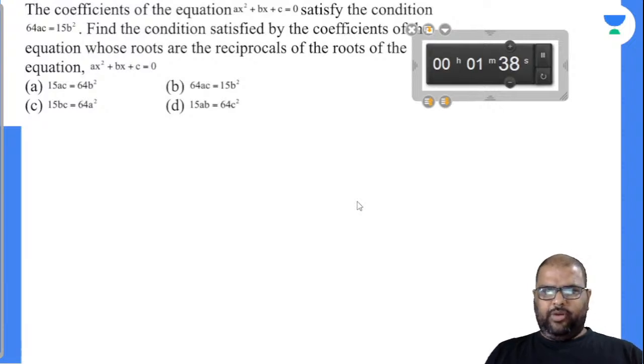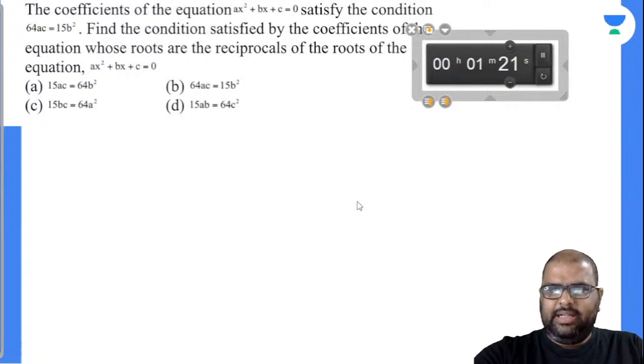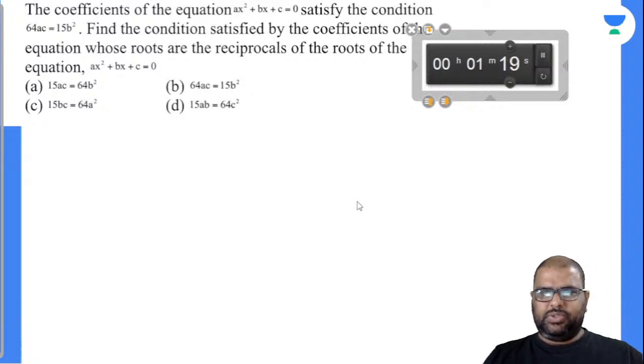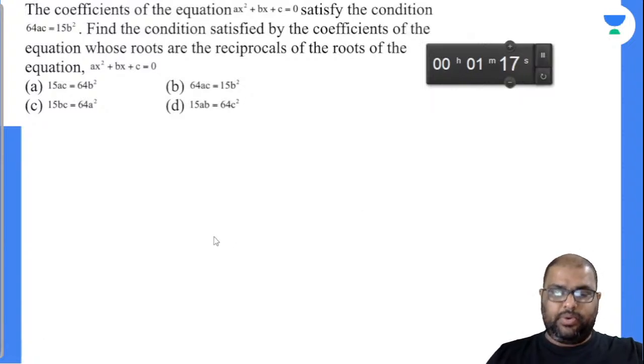Again, the same format: the coefficients of the equation ax square plus bx plus c is equal to 0 satisfy the condition 64ac is equal to 15b square. Find the condition satisfied by the equation whose roots are the reciprocals of the roots. Oh, it's an easy question, very easy question. There is no need for me to explain it, right? You can do it very easily.